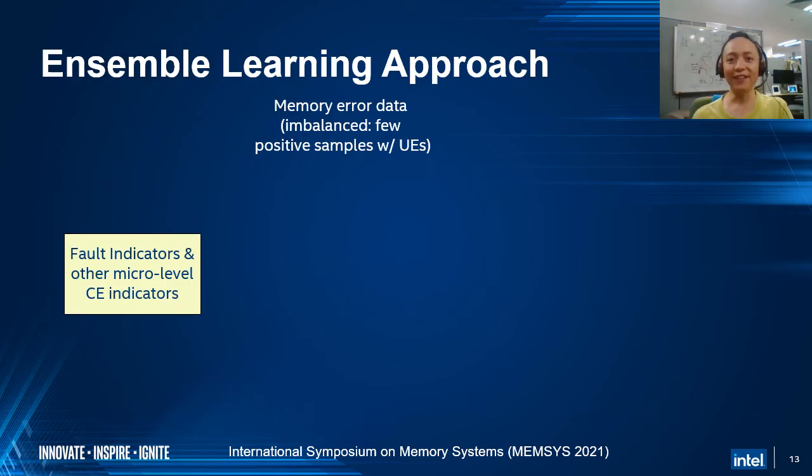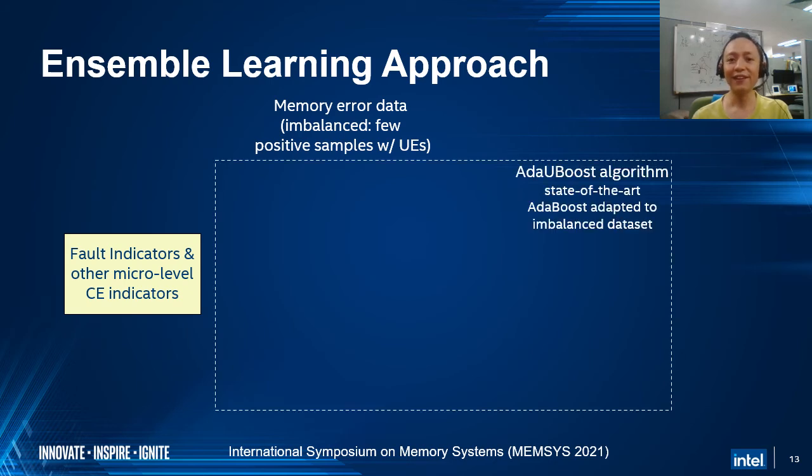We have our fault indicators and other micro-level indicators defined. We have the memory error data. Note that the datasets are imbalanced. There are much more samples without UEs than samples with UEs. We then apply the AdaUBoost algorithm. This is a variant of the state-of-the-art AdaBoost algorithm, adapted to imbalanced datasets.